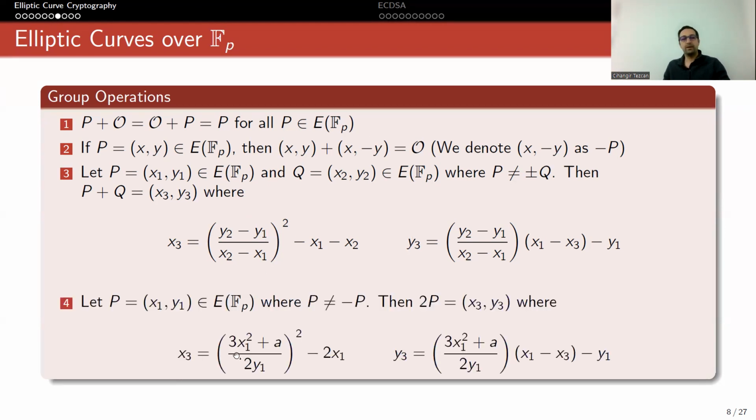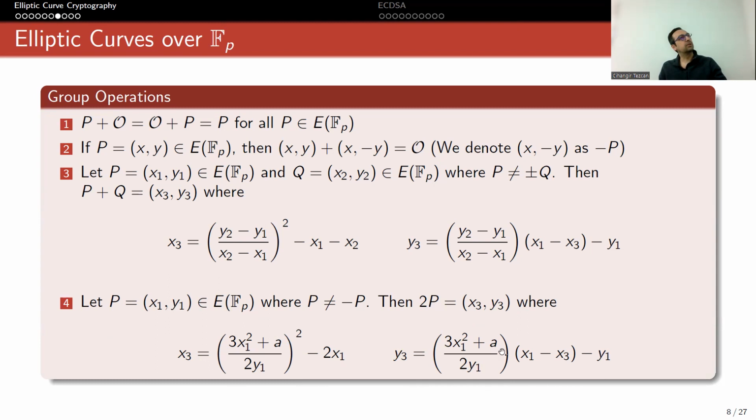If you want to add P to itself, you know P and you want to calculate 2P, the coordinate equations are calculated like this. Instead of x2, y2, you don't have that, but you have such an operation here.